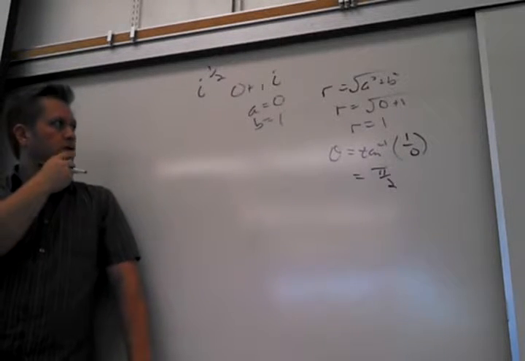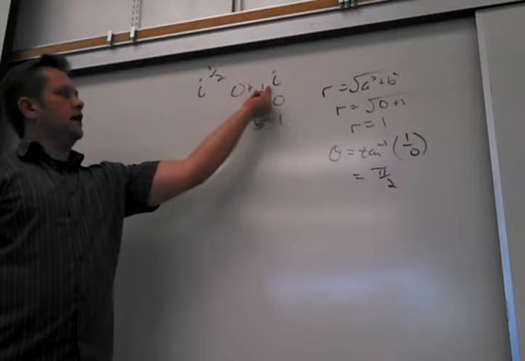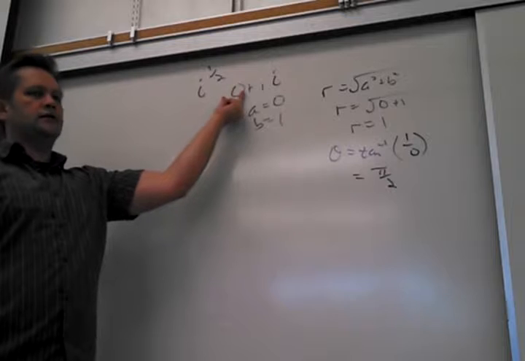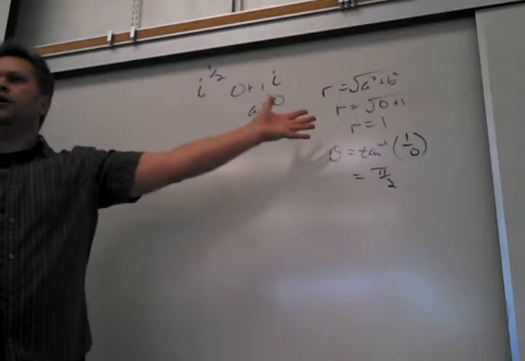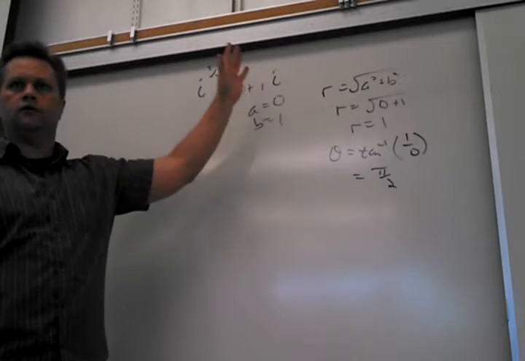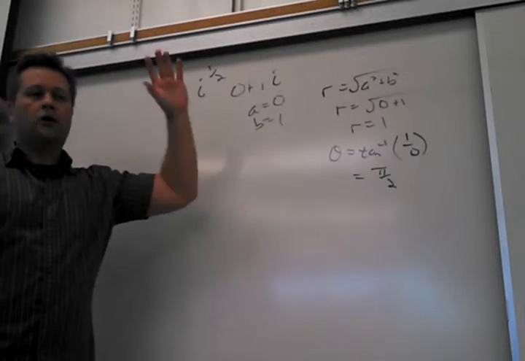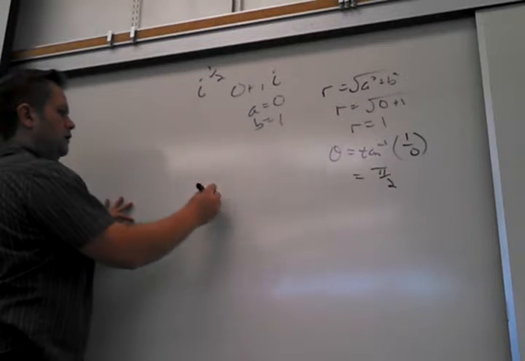Some of you might realize this is just cosine theta plus i sine theta. So when is cosine theta 0 and sine theta 1? Pi over 2. So you don't necessarily have to fall back to tangent all the time. You can actually figure it out from those two values directly. Or you can fall back to tangent. It doesn't really matter. So how do I write this in the right form then?